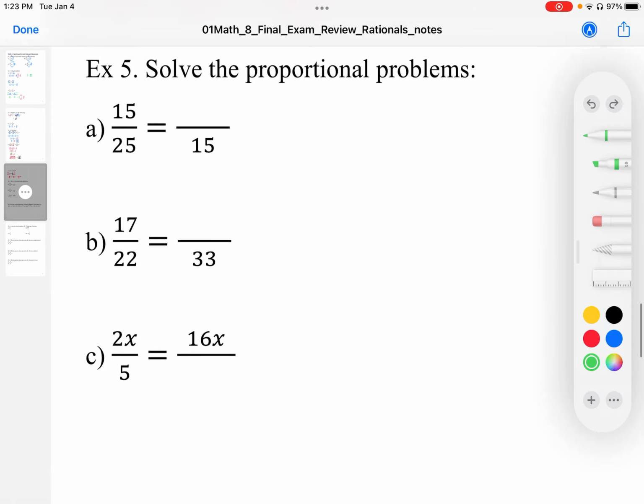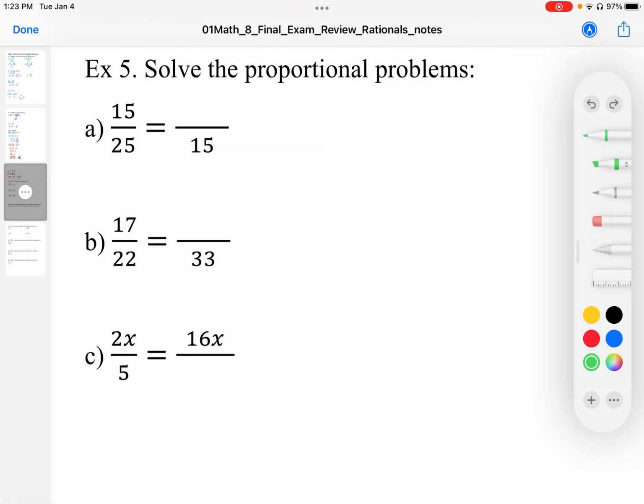Solving proportional problems is the same as finding an equivalent fraction. We really just need a times and divide factor. Now, the times and divide factors don't always have to be whole numbers. With fractions, we try to keep them always as whole numbers. But in this case, because this is a proportion, it doesn't necessarily have to be a whole number.